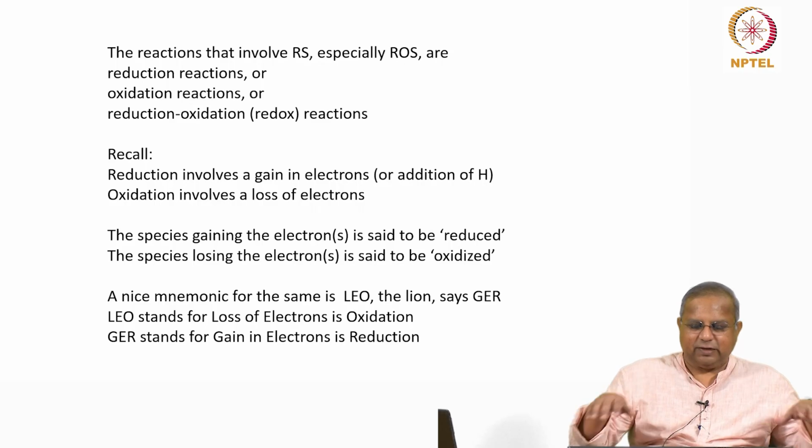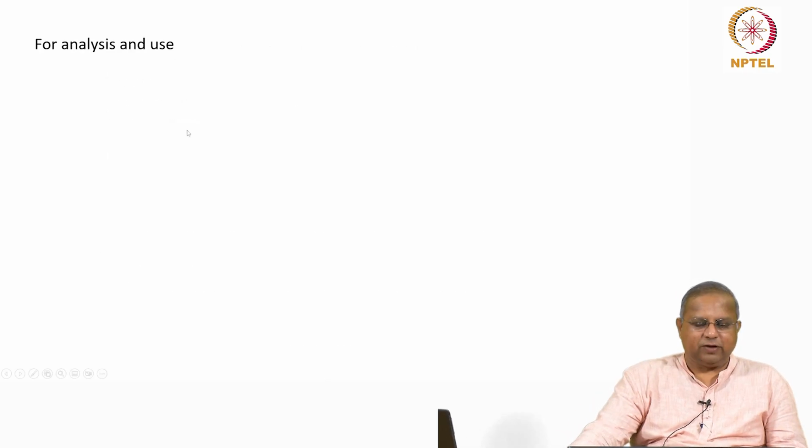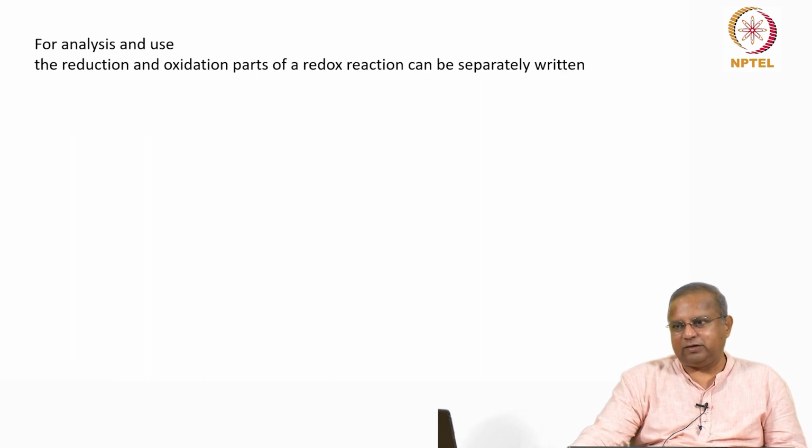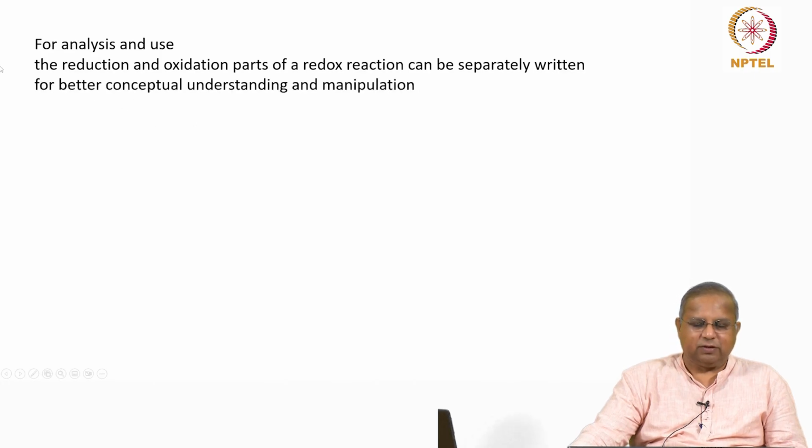Right. So, we are setting up parameters for analysis. Now, for analysis and use, the reduction and oxidation parts of the redox reaction are typically taken separately, because it is easier to get good information on them. This is essentially for better conceptual understanding and manipulation.